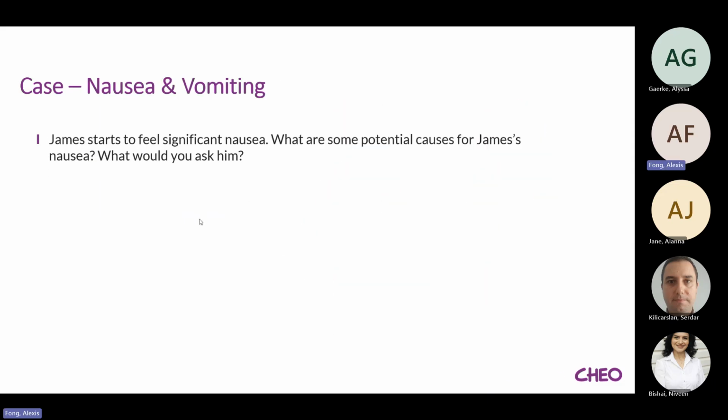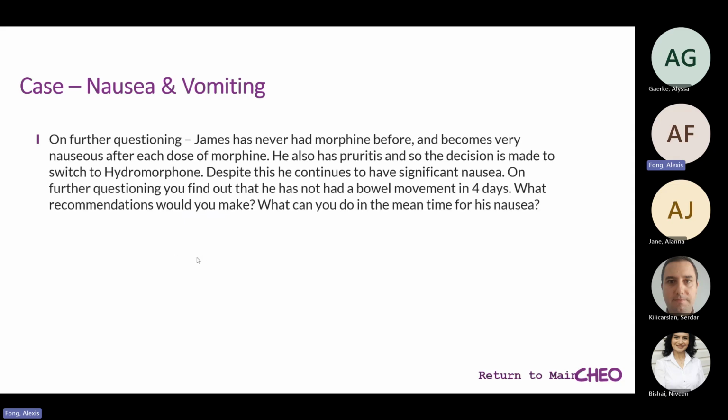Okay, nausea and vomiting. James starts to feel significant nausea. What are some potential causes for James' nausea, and what would you ask him? Yeah, he's on chemo. Could it be the chemo that's causing his nausea? Constipation, amazing. Yeah, could it be constipation? Could it be opioids? Oh, amazing. James' nausea specifically started after starting morphine for his dyspnea. On further questioning, James has never had morphine before.